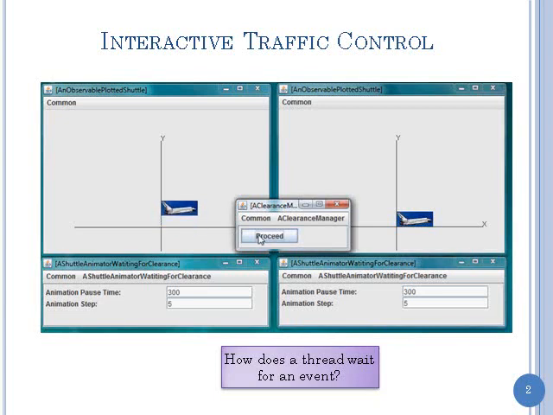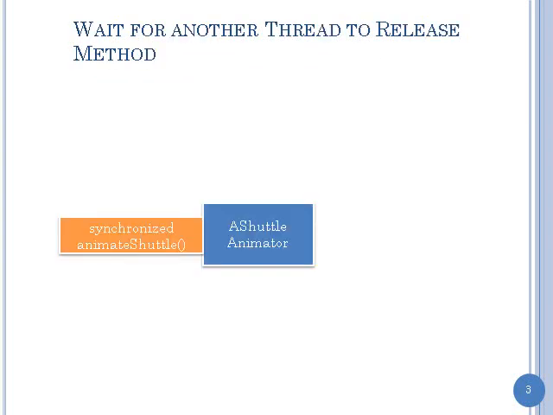So how does the thread wait for an... and what we want to do is... so this is what I could have done. I guess this is... let's see what I've got here. I've forgotten what I have here.